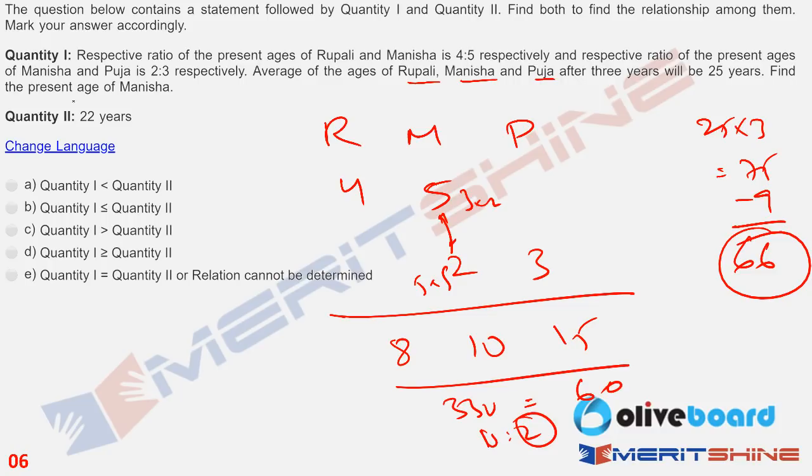They are asking me the present age of Manisha, which is 10 times 2, so 2 units is what I have to equate it to. This was 66, so this is 20 units. My total, the second quantity here, is 22. So clearly my quantity 2 here will be greater than quantity 1. Let's move forward.